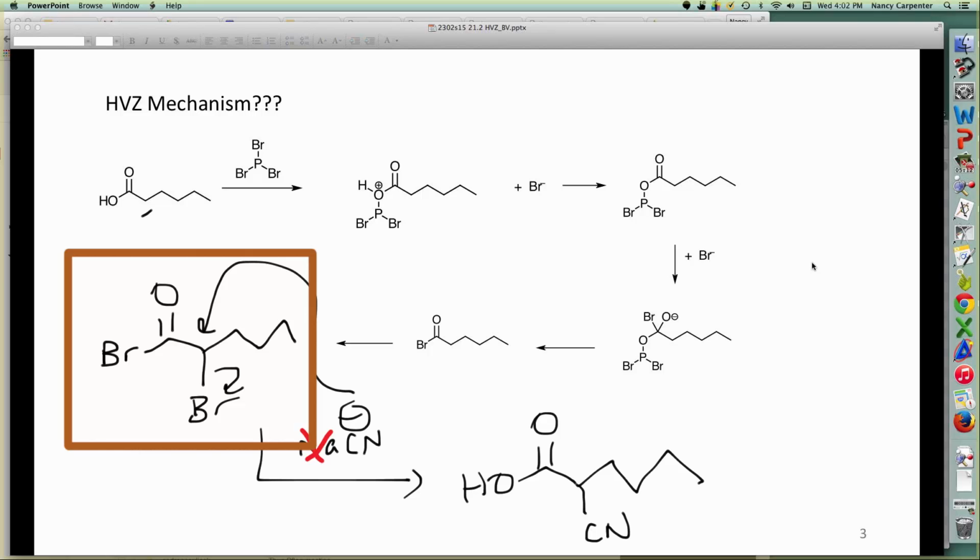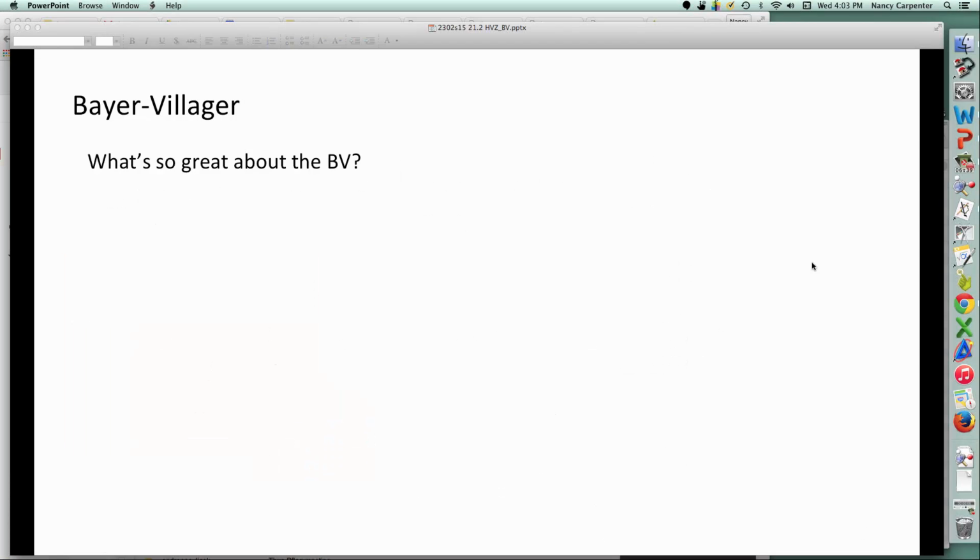Okay, and don't forget, when I say alpha position, I mean that carbon right next door to the C=O double bond. So that is the fun and interesting mechanism in reaction number 1. Fun, interesting, and super reaction number 2 is the Baeyer-Villiger. So the Hell-Volhard-Zelinsky solved the problem.